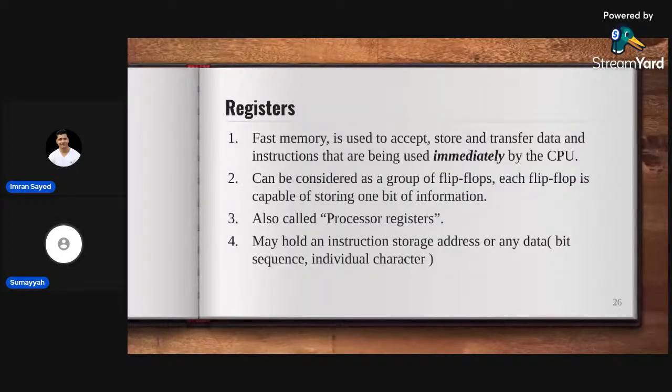Registers are fast memory which are used to accept, store, and transfer data and instructions that are being used immediately by the CPU. Registers are faster than the cache memory and the main memory. They can be considered as a group of flip-flops. Each flip-flop is capable of storing one bit of information. They are also called processor registers. They may hold an instruction, storage address, or any data, a bit sequence, or individual character.